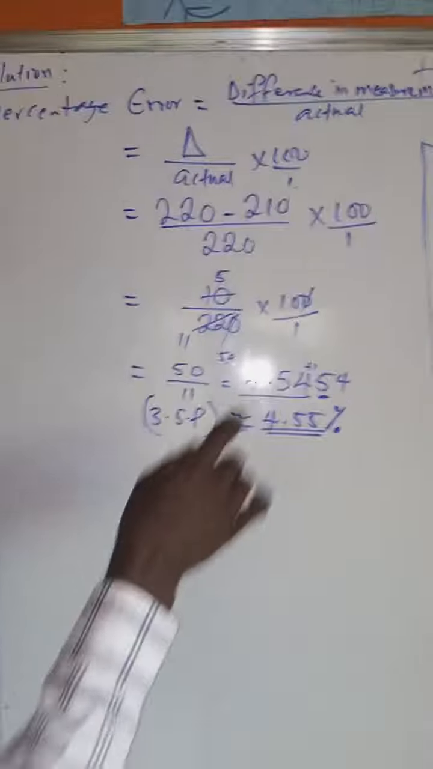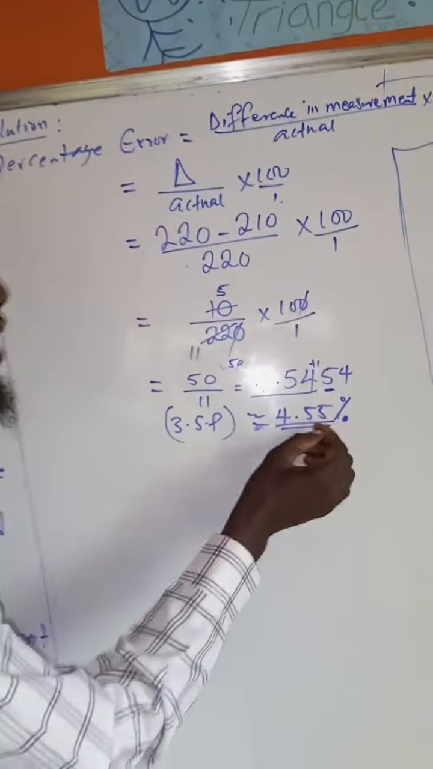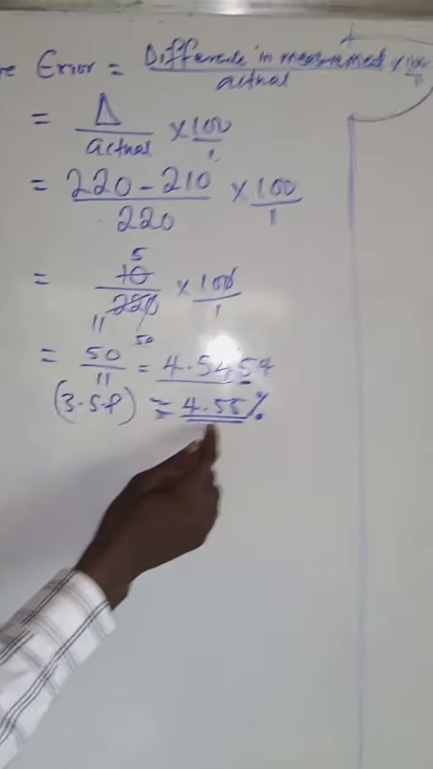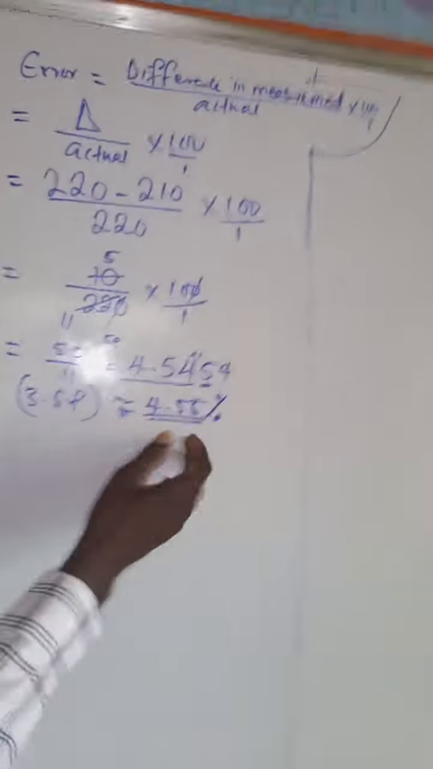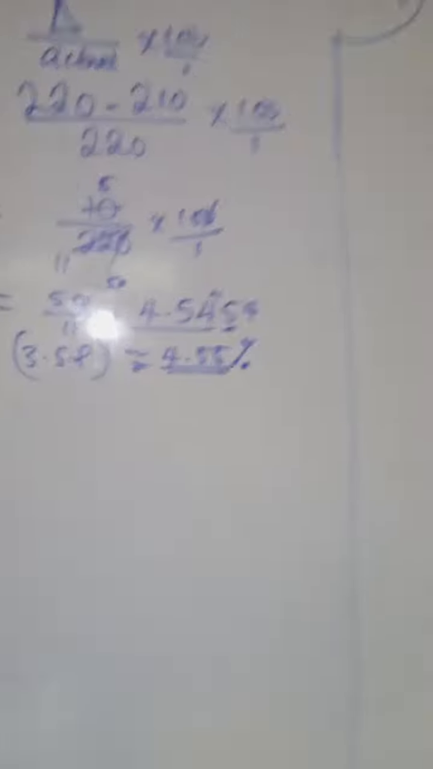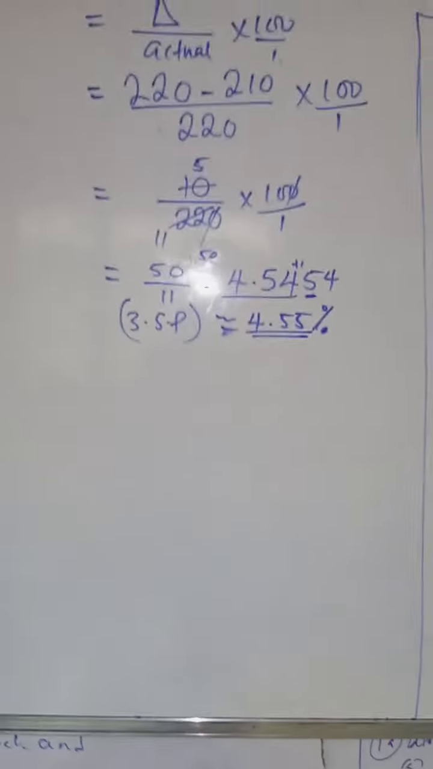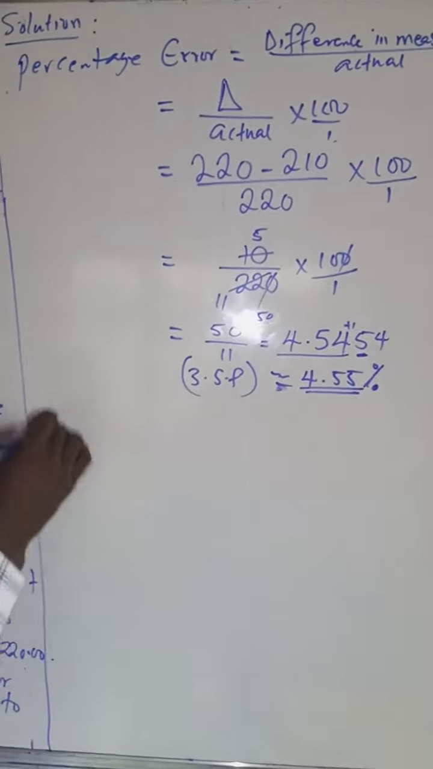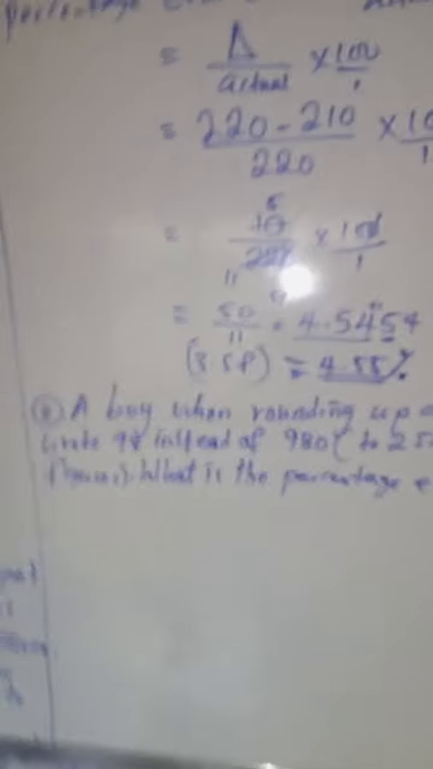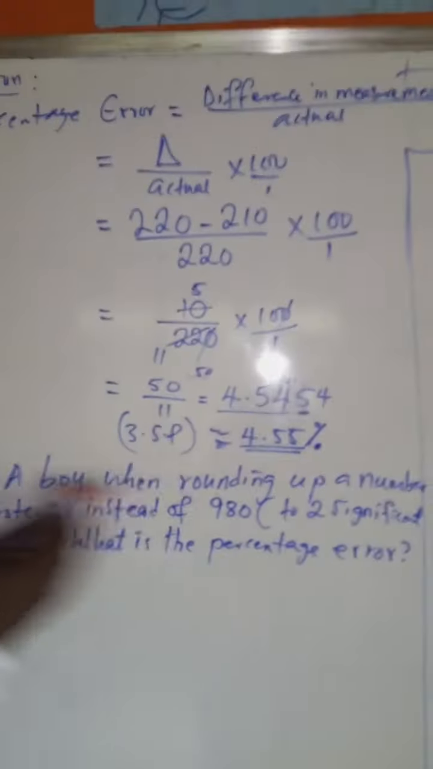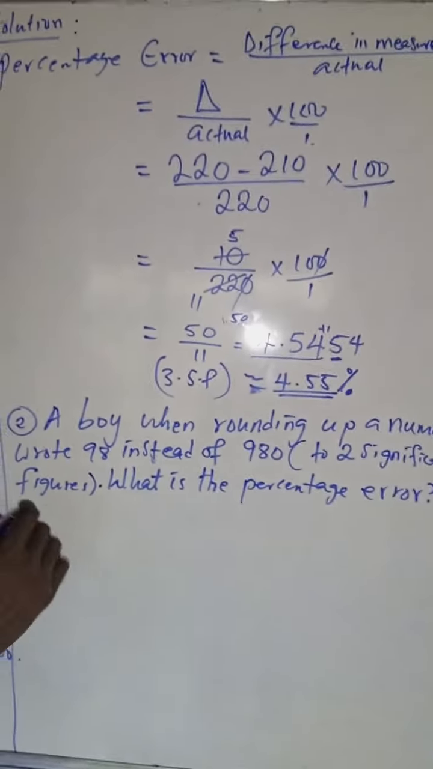Mind you, this is not a real number, it's not a whole number. Don't call it 4.55. It's 4, and you call them digits after the decimal. I think perhaps let me do one more. Now this is the second question.